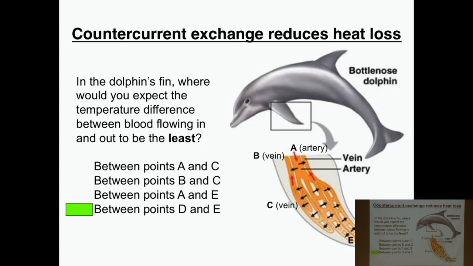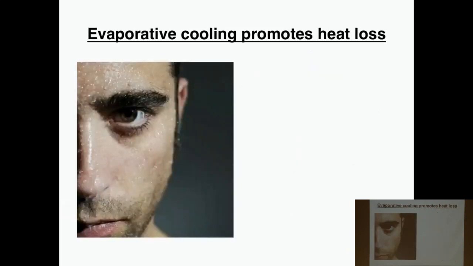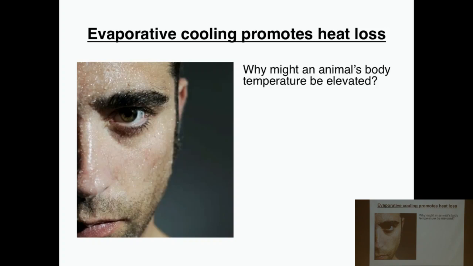So these are all ways that organisms can try to conserve heat, through insulation and through this countercurrent exchange. But you also have some situations where you may want to dissipate excess heat. And the main example of this is through evaporative cooling. We're just going to focus on evaporative cooling. So first, why might an animal's body temperature be elevated to the point where it needs to use evaporative cooling?